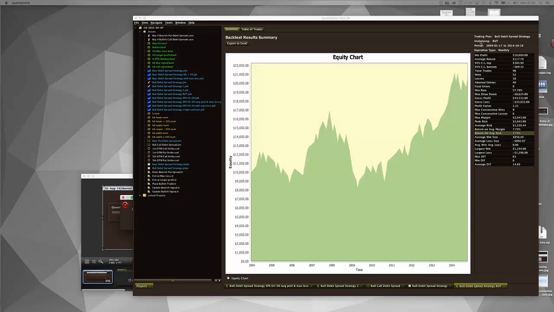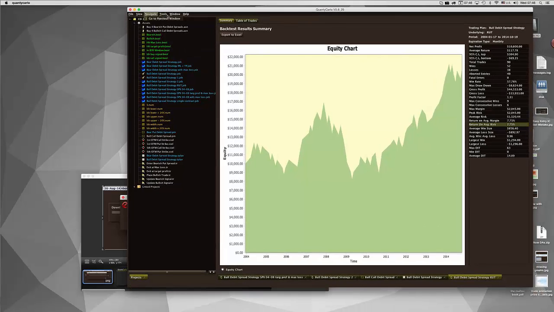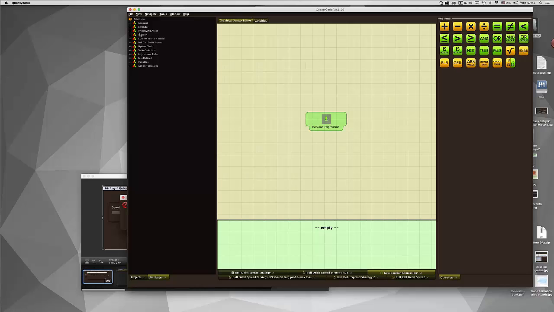Hey, Larry, there was a question from Joe. Do you have a way to use IV rank for a particular underlying as an entry condition? Yes, we can indeed. In fact, the way I would do that is just to create, let's say, an expression like this.